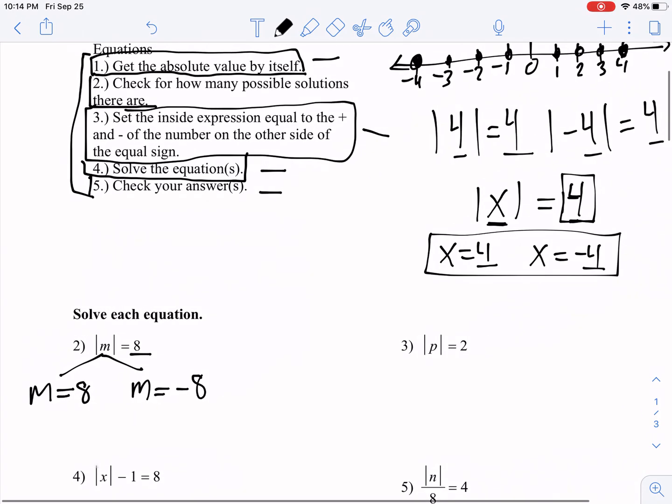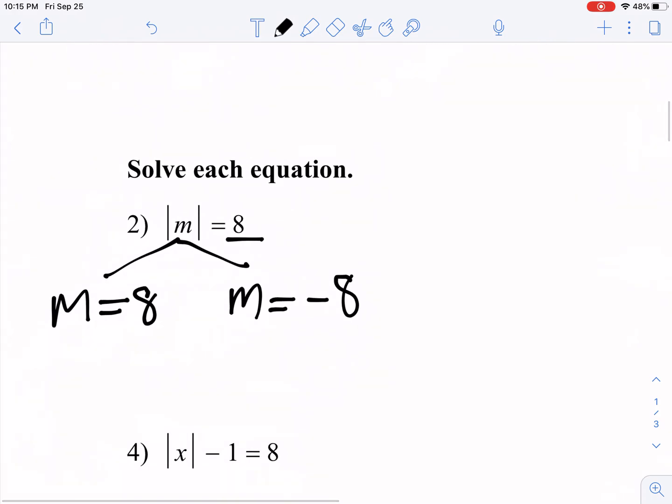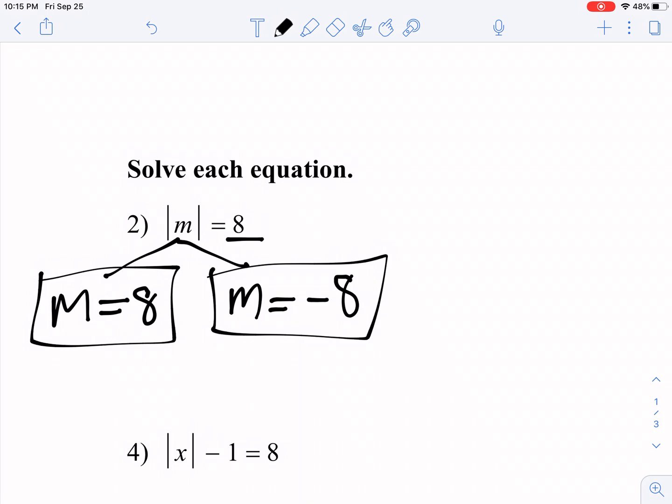Okay? Step number 4, solve the equations. Well, do we have any equations to solve here? No, these are already solved, right? So that step is in place for when we actually have to solve, but in this case, everything's already solved. So this would be my answers. m equals 8 and m equals negative 8, okay?